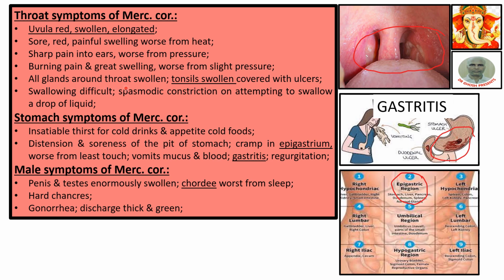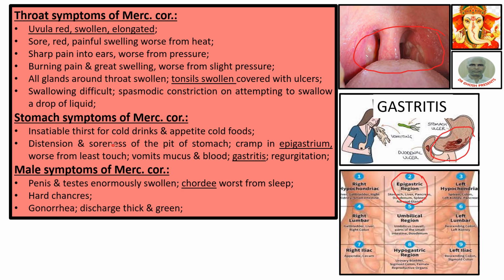All glands around throat swollen. Tonsils swollen, covered with ulcer. Look at the tonsils. These are the tonsils. And this is covered with pus and ulcers. Swallowing difficult. Spasmodic constriction on attempting to swallow a drop of liquid. When the patient wants to swallow a drop of liquid, there is spasmodic constriction in the throat.